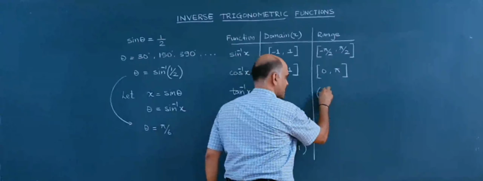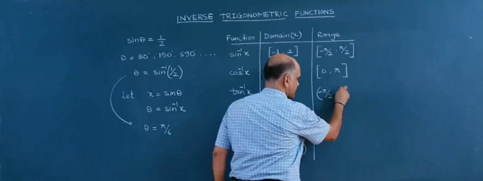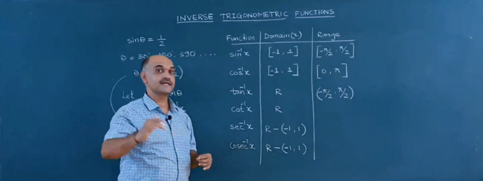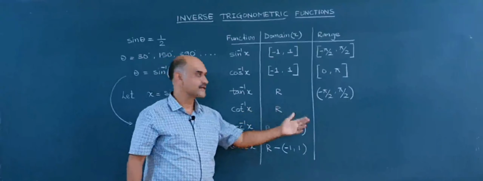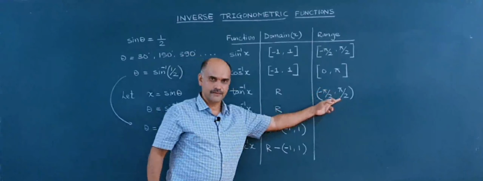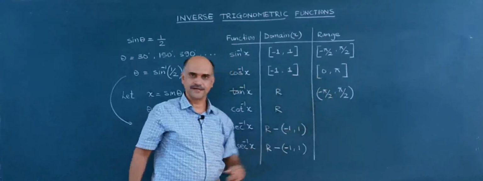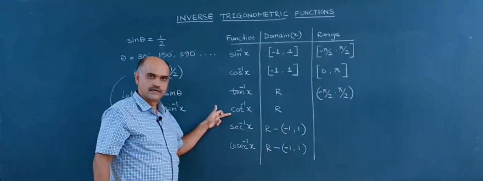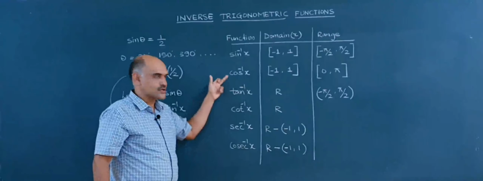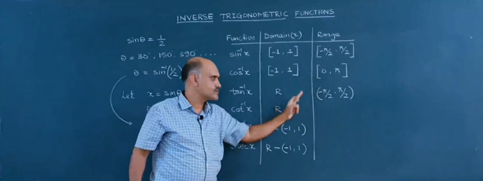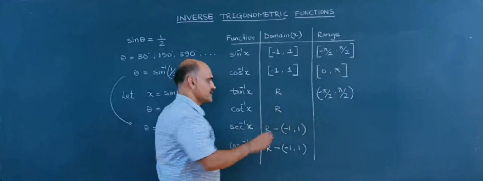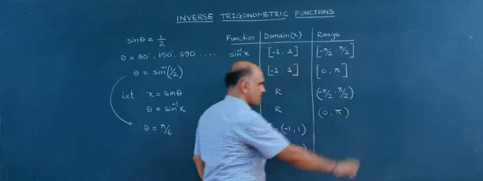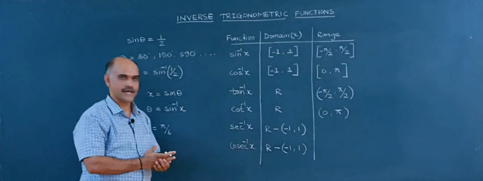So from minus pi by 2 to plus pi by 2, because tan 90 is infinity or not defined, so it will never be pi by 2. So here you will have an open interval. Similarly, if you take cot, it is similar to cos, but again here it is closed, here it will be open. So cot will be from 0 to pi.